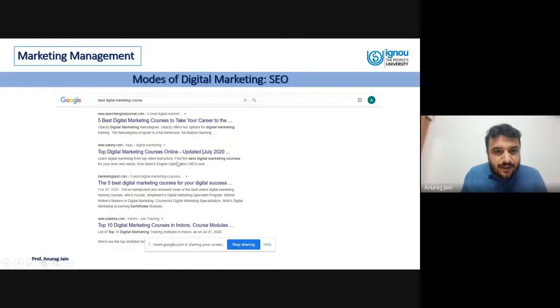And why is it coming? Because all of these websites put some effort into these keywords, and these keywords are somewhere you are seeing in the content of the websites. It can be in their URL, it can be in the title of this particular page, it can be in the core content of the website. It is possible in many places, and many different efforts which they have put. And all this comes under SEO.